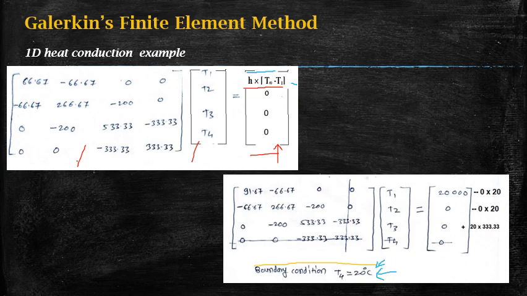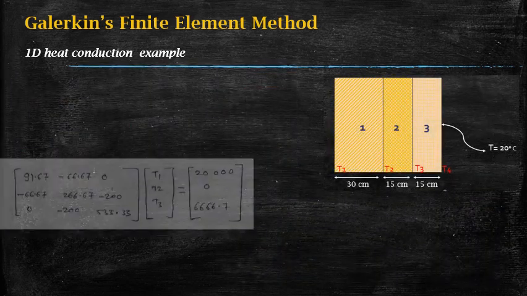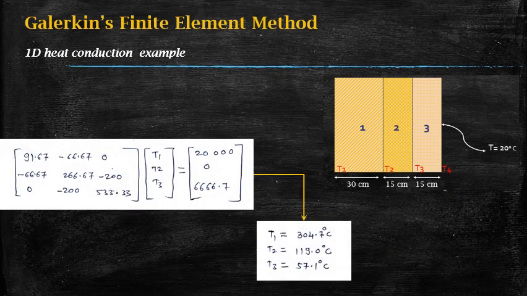So cancelling the row and column corresponding to T4 and further applying the elimination approach, you are all aware how to apply this elimination approach, we can obtain a reduced matrix. So this reduced matrix is like this. This is the reduced matrix after applying the boundary conditions.